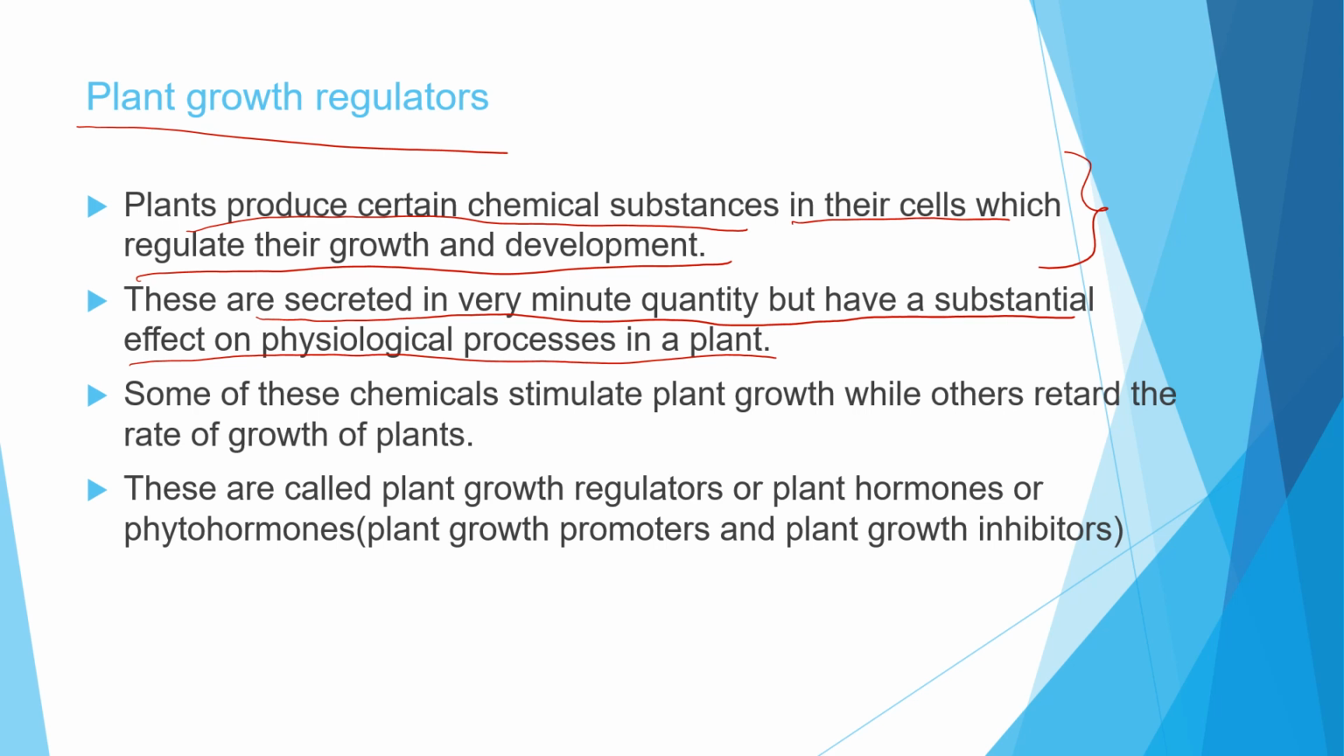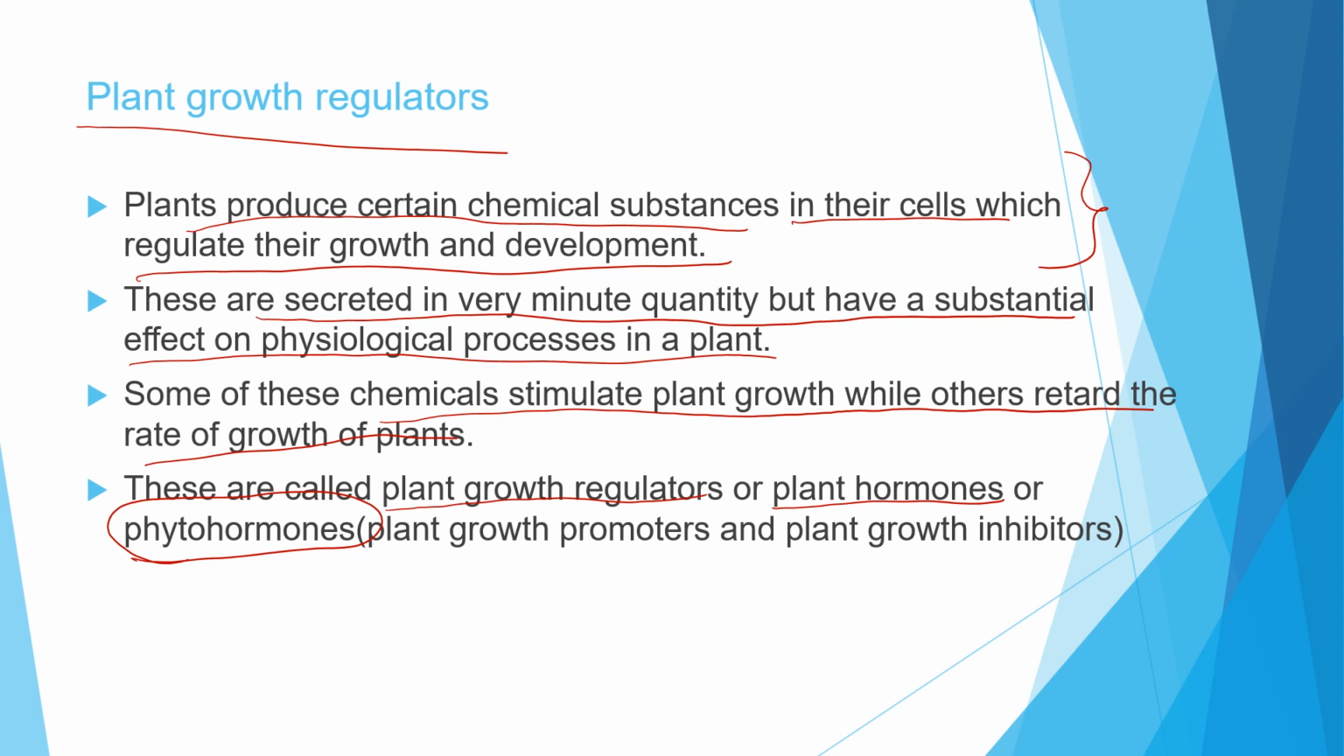Now some of these chemicals stimulate plant growth while others retard the rate of plant growth. So some are plant growth stimulators or promoters, while others are inhibitors. Some are stimulating the growth of the plant and some are retarding it, that is, reducing the rate of growth. So plant growth regulators or plant hormones are also called phytohormones. These are new terms you should know.